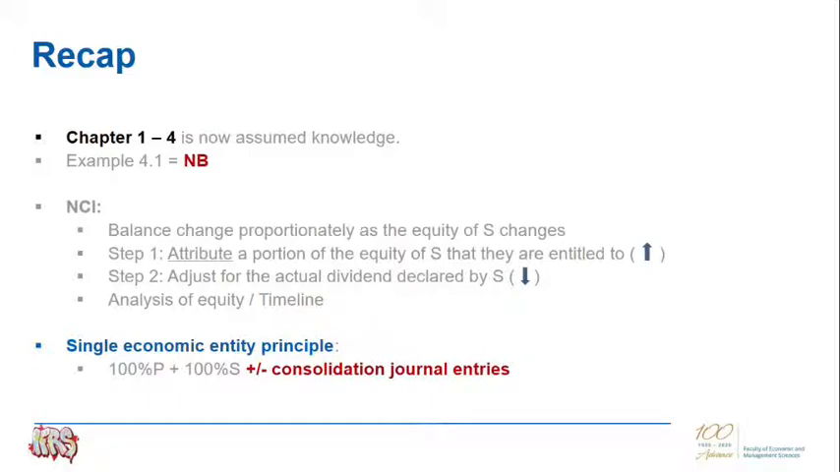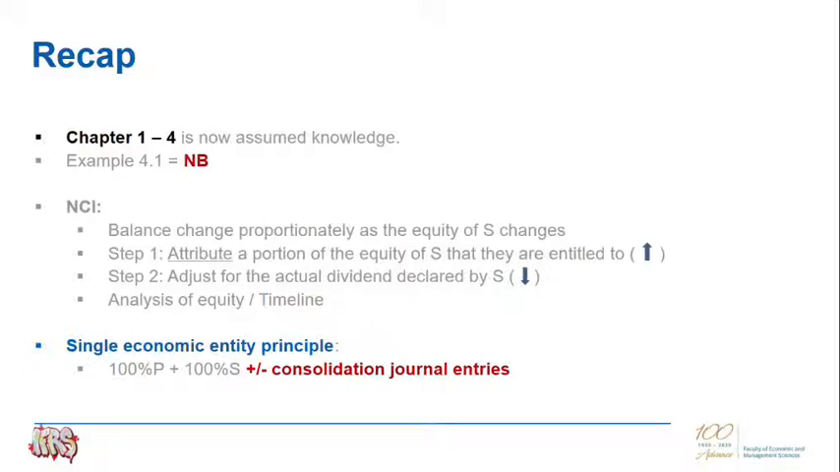We increased their balance with the positive movements in the equity of S. Then, as a second step, we adjusted their balance for the actual dividend declared by S, which came through in Chapter 4. We used an analysis of equity or a timeline to help us to calculate these amounts so that we follow a structured approach when we have to measure NCI.